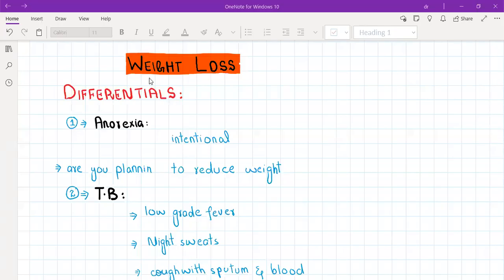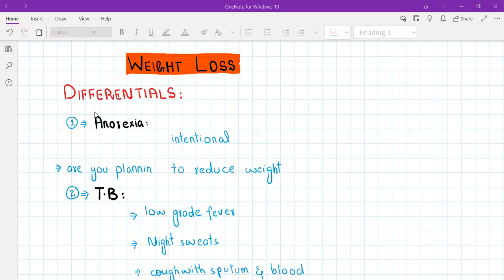Hello everyone. So today we are going to discuss weight loss. We are going to discuss the differentials of weight loss along with their management. The differentials of weight loss are very simple to memorize because if you remember the alphabets A, B, C, D, E, F, G, and H, then each alphabet stands for one of the differentials of weight loss.